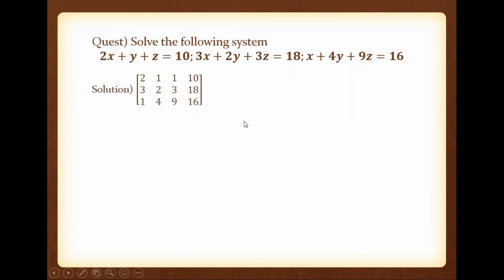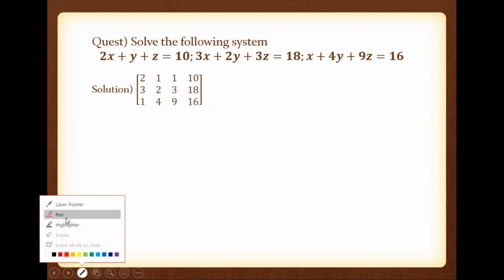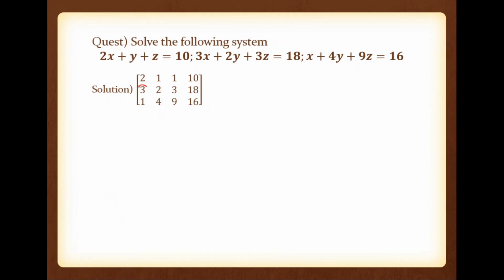So the first column is the coefficients of x1, that is x. Here we use x, y, z, not x1, x2, x3. Now the second column is the coefficients of y. The third column is the coefficients of z, and the last one is the constant. Okay. So now we are going to remove these 3 and this one.